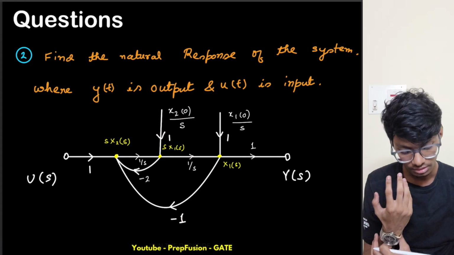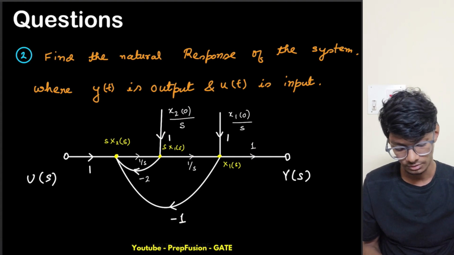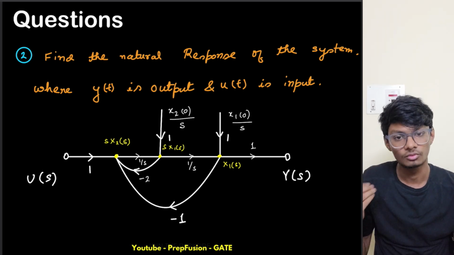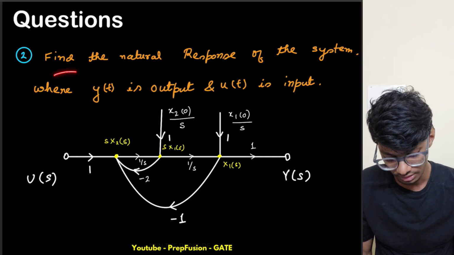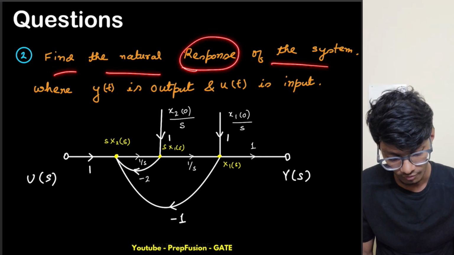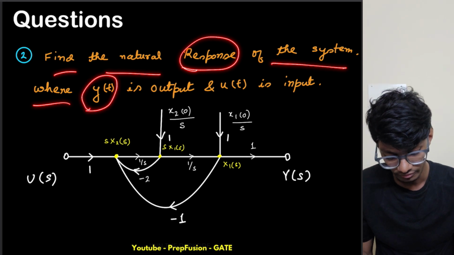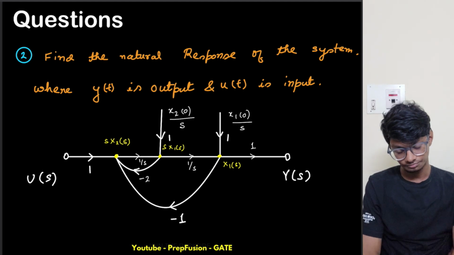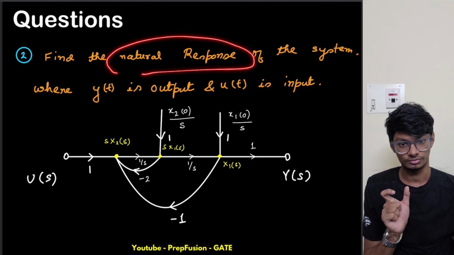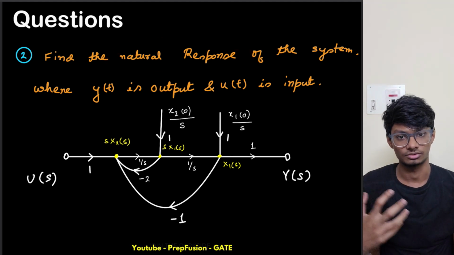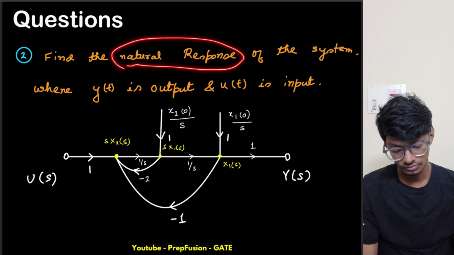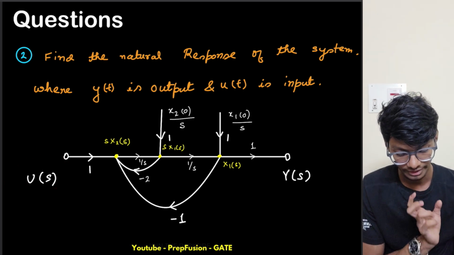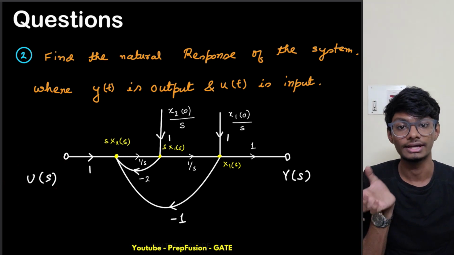Basically we have to find the output of this using state space, right? So what the question is asking us to find is the natural response of the system where y of t is output and u of t is input. Now what do we mean by natural response? Natural response is the zero input response. When the input is zero, we have to find the response with respect to the initial conditions.